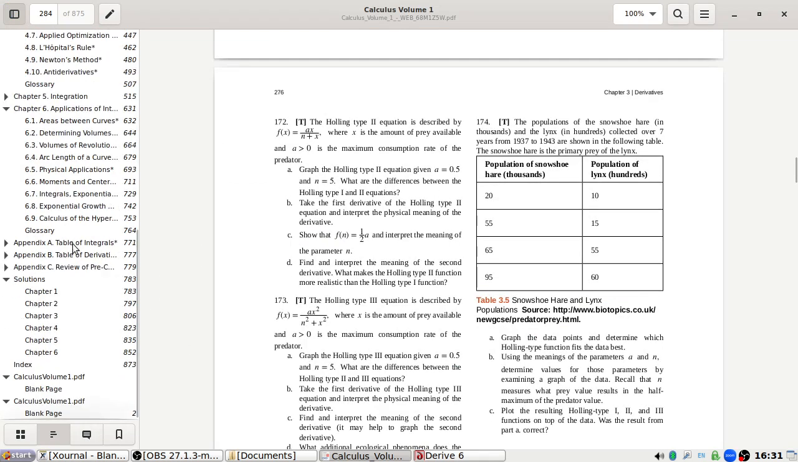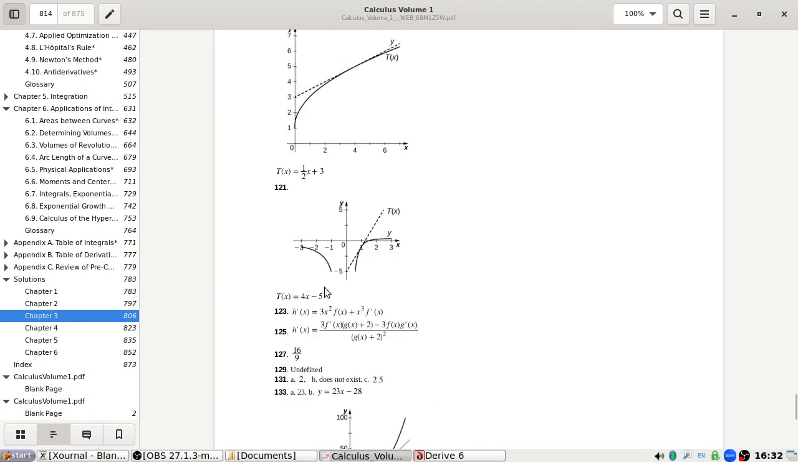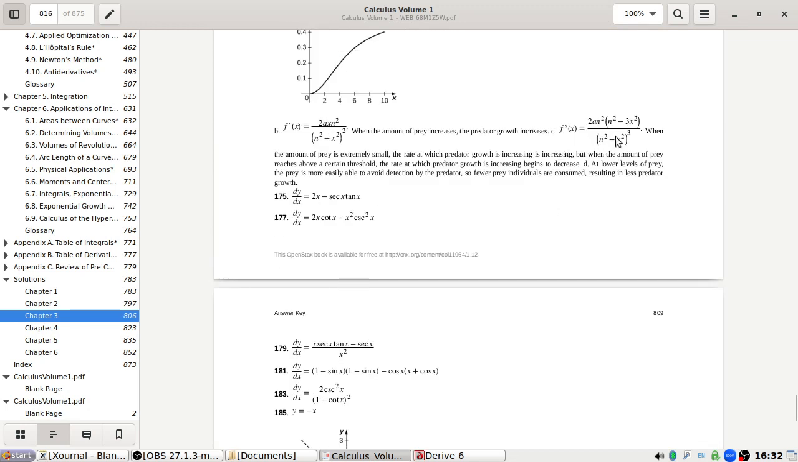Don't know. Let's see. 173. So, oh, well, why did they give us the n and the a if the answers don't have it in it? When the amount of prey is extremely small, the rate at which the predator grows is increasing. But when the amount of prey reaches above a certain threshold, it begins to decrease. That's what I said. At lower levels of prey, the prey is more easily able to avoid detection by the predator, so fewer prey individuals are consumed, resulting in less predatory growth.